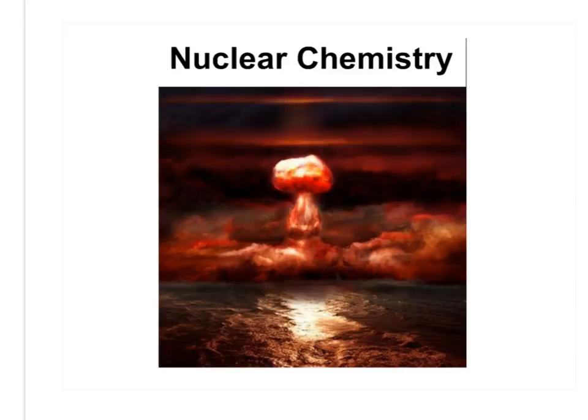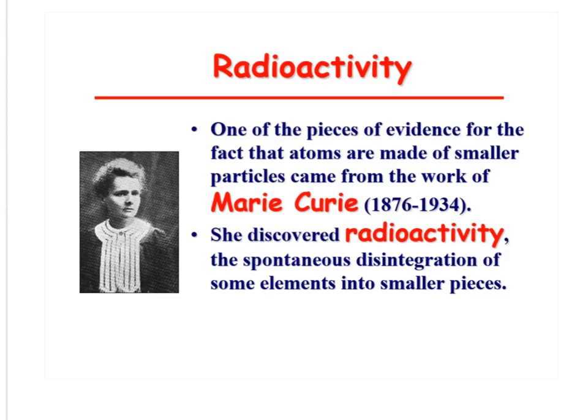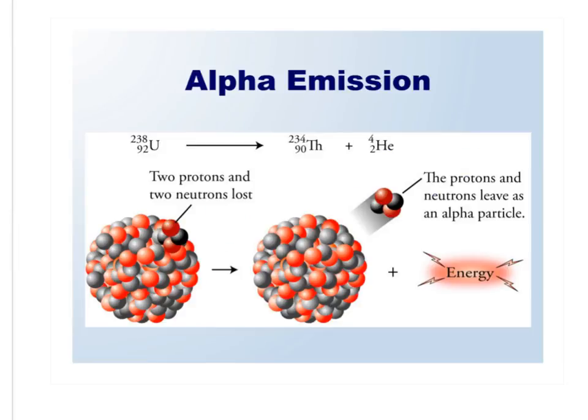All right, these notes are over nuclear chemistry. So radioactivity, one of the pieces of evidence for the fact that atoms are made up of smaller particles came from the work of Marie Curie. She discovered radioactivity, which is the spontaneous disintegration of some elements into smaller pieces, or radioactive decay. So there's 3 types. Alpha emission is the first one.